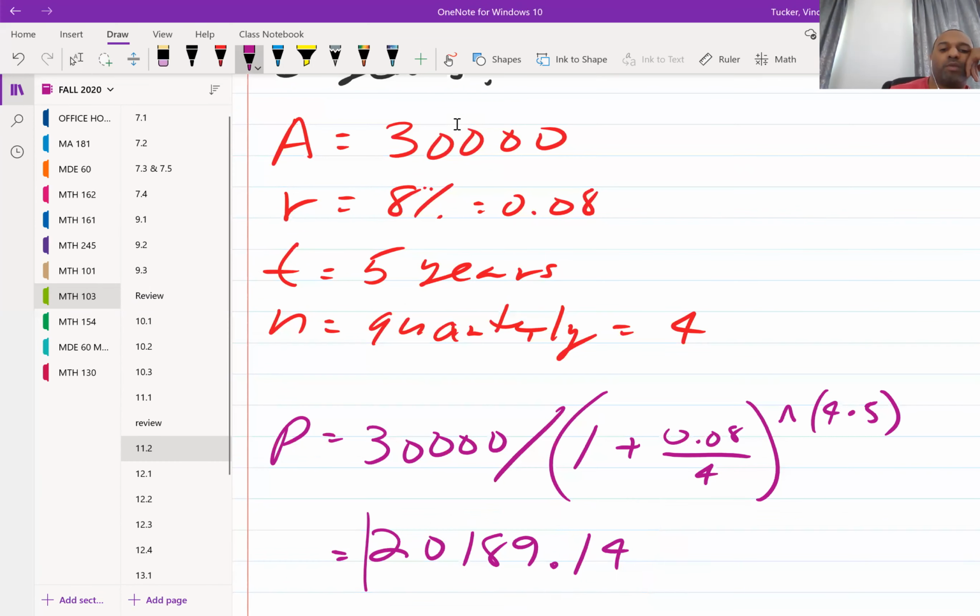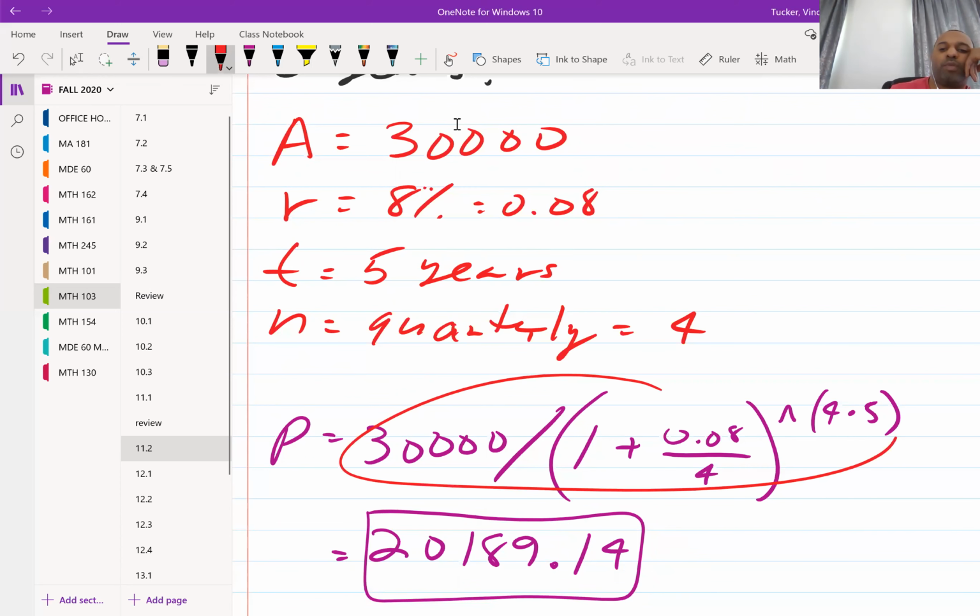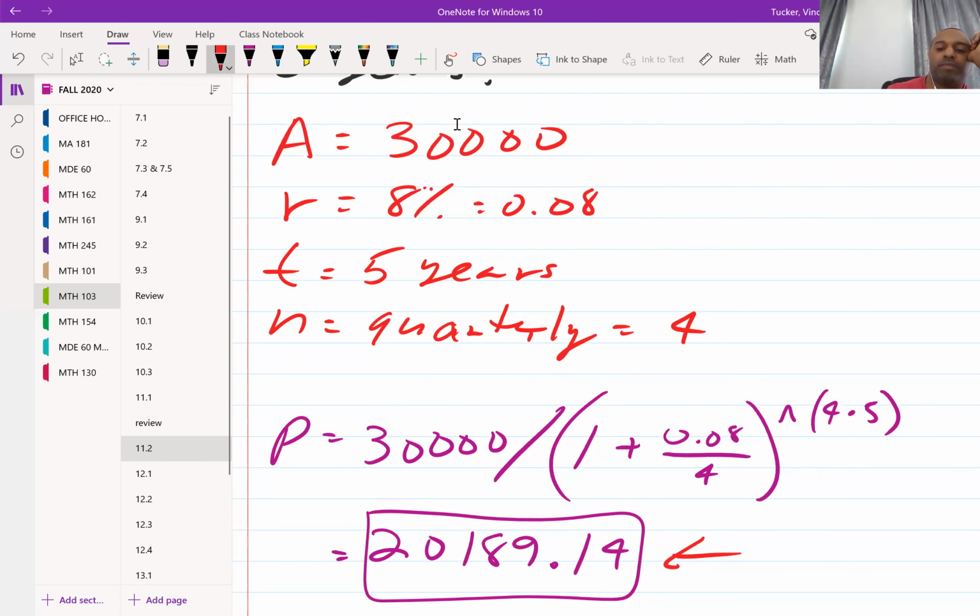So once again, that's how you will plug it into your calculator in order to get this answer right here. Once again, you want to make sure you're efficient with your calculator. Slash right here is your division sign. So it's 30,000 divided by. You have to use those parentheses to ensure that all of that is in your denominator and stays in your denominator. So it's 1 plus 0.08 divided by 4. And this raises it to the 4 times 5 power.